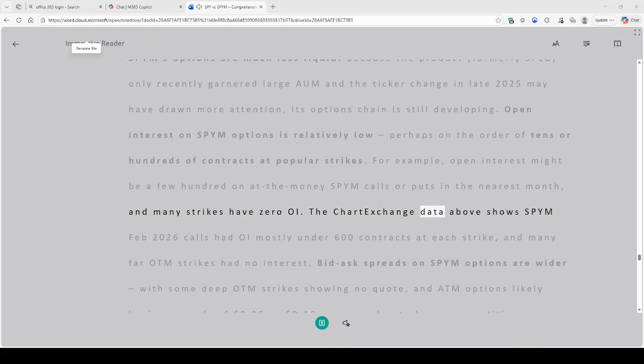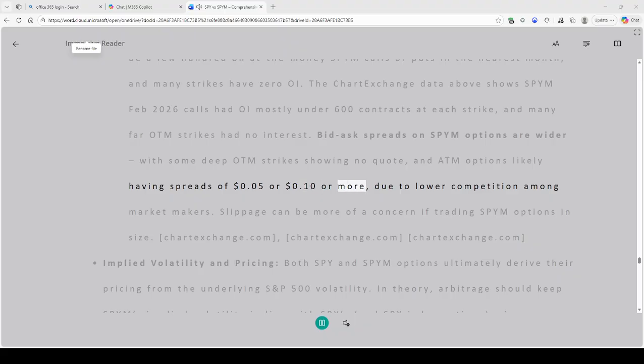The chart exchange data above shows SPYM February 2026 calls had OI mostly under 600 contracts at each strike, and many far OTM strikes had no interest. Bid-ask spreads on SPYM options are wider, with some deep OTM strikes showing no quote, and ATM options likely having spreads of 5 cents or 10 cents or more, due to lower competition among market makers. Slippage can be more of a concern if trading SPYM options in size.